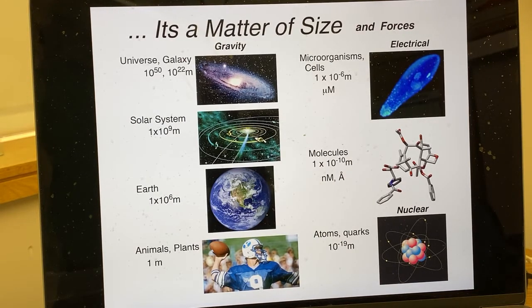Science is always a matter of size. They're very large here, where gravity, solar system, the universe, the earth, and plants and animals, that's what we're familiar with energy-wise, this force of gravity. Electrical forces we feel and see on a smaller scale, microorganisms and cells, but these are still very large compared to actual molecules, which are on the nanometer scale, the angstrom level scale.